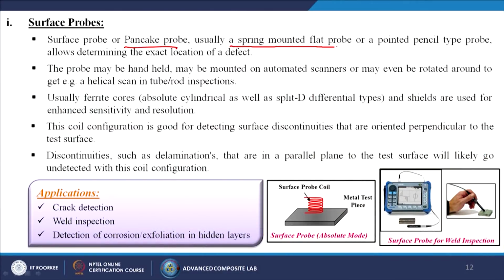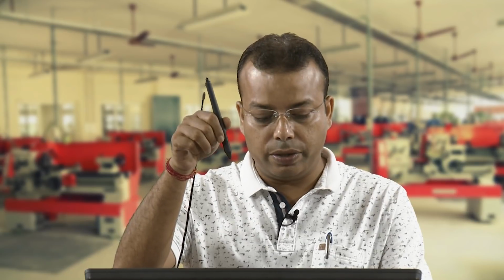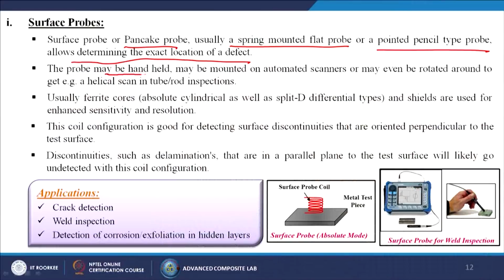Now, come to the surface probes. Surface probes, or sometimes we call them pancake probes, usually a spring mounted flat probe or a pointed pencil type probe, allow determining the exact locations of a defect. So, this is the best example, it looks like this. The probe may be handheld, may be mounted on automated scanners, or may even be rotated around to get a helical scan in tube or rod inspections.